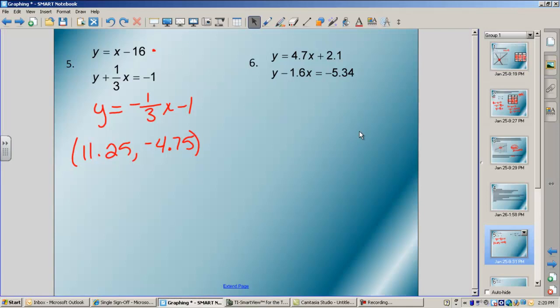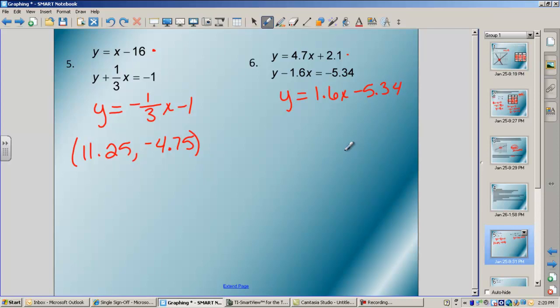They both already say y equals, and I'm pretty sure we're going to round this one to the nearest tenth. Sorry, we'll round to the nearest hundredth. We'll go to 2 decimal places. I believe that when we do this, it's going to get really nasty. But if you'll look, the second one is already solved for y for us, so we're going to leave this like it is. But the second one, we're going to have to get y by itself. So we're going to add 1.6x, so y equals 1.6x minus 5.34.